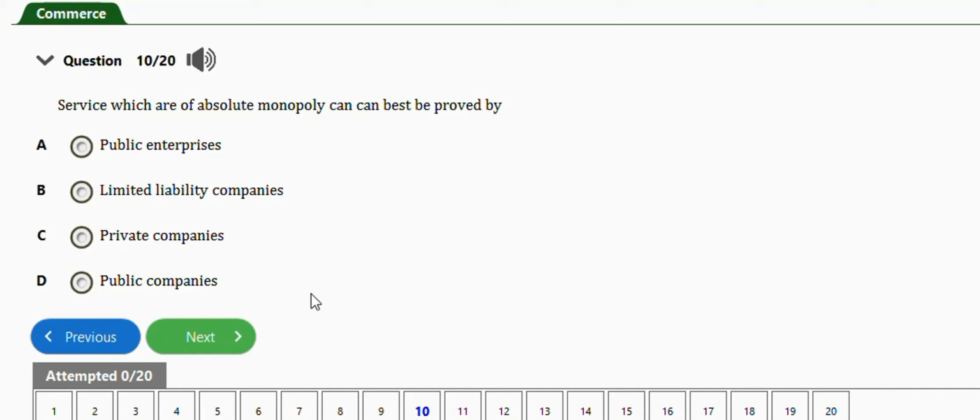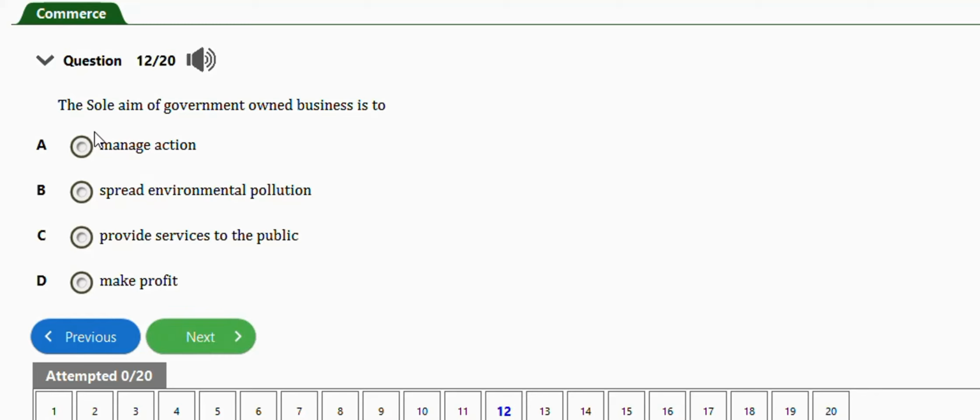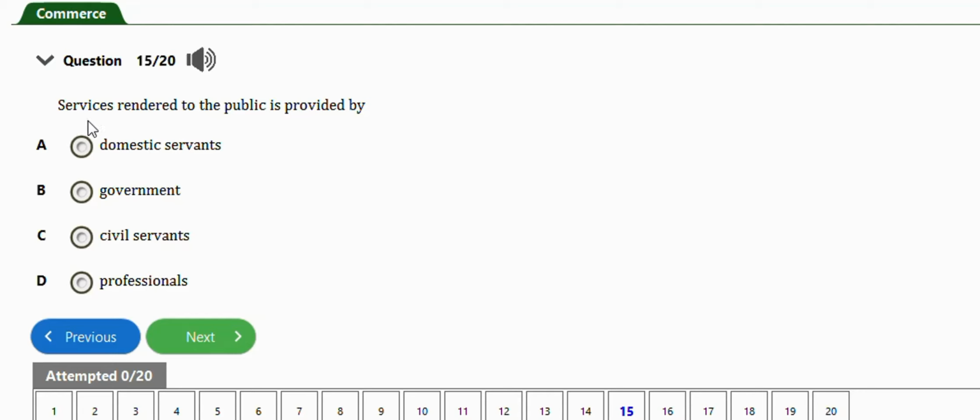Okay, next is a repeated question, which says the maximum number of shareholders in a public liability company. This is a repeated question, it is unlimited. Option B. Next question, it says the sole aim of government-owned business is to manage auctions, spread environmental pollution, provide services to the public, make profit. So it's obvious it is to provide services to the public. Next question is this one. It says an example of a public good is fire brigade. Option C.